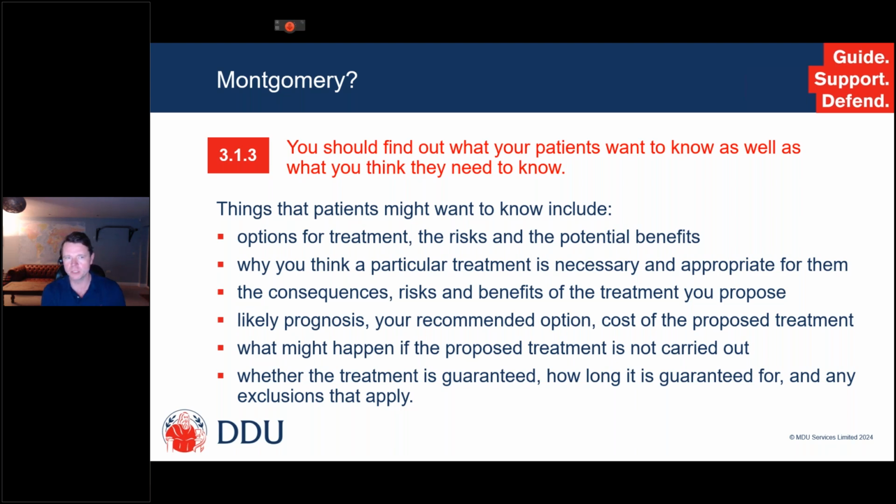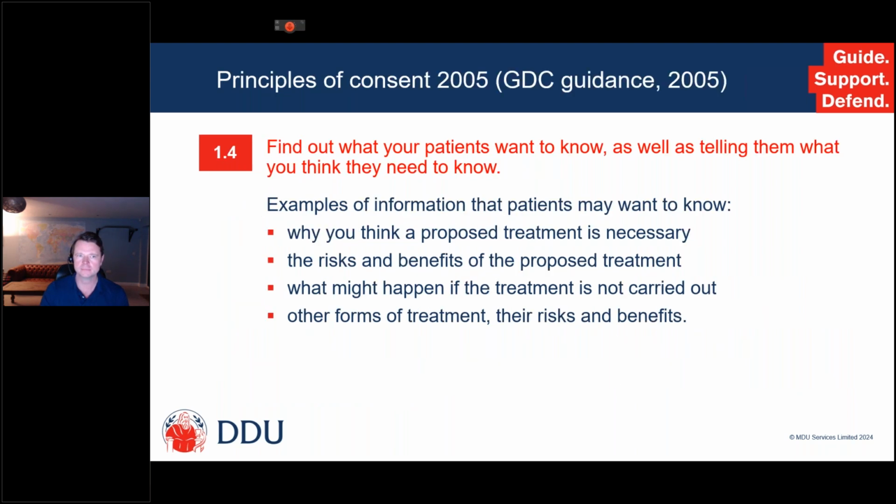Things patients might want to know include options, why you think a particular treatment is necessary, consequences, that word we touched on earlier, not just risks and benefits, but also consequences. Likely prognosis, whether their treatment's guaranteed, and if so, how long for? What might happen if the treatment isn't carried out? And I mentioned the principles of consent 2005. So again, this predates the current GDC standards by 8 years. Find out what your patients want to know, as well as telling them what you think they need to know.